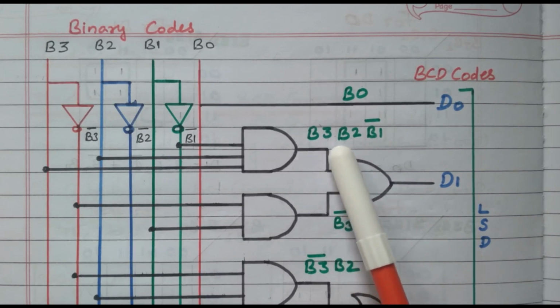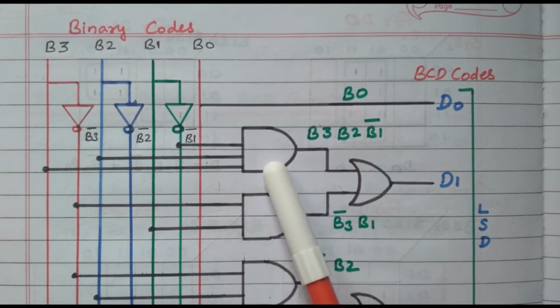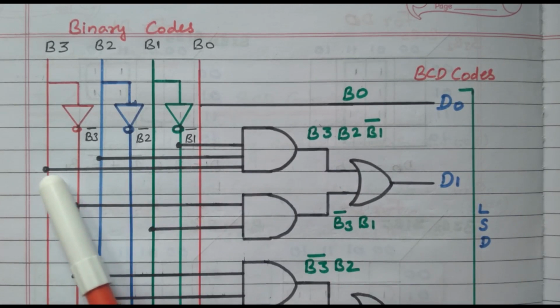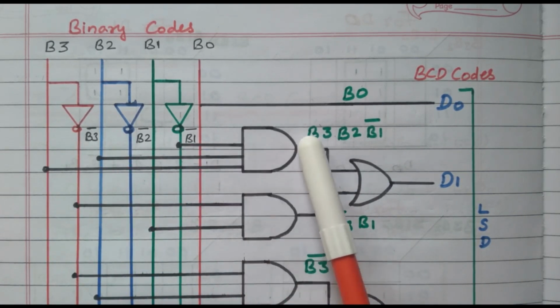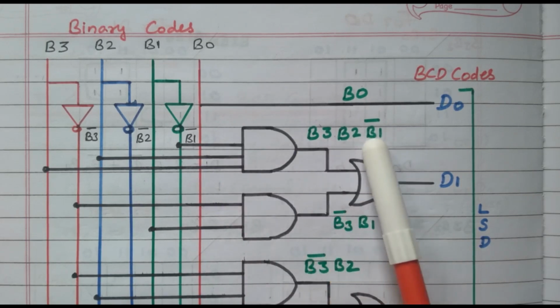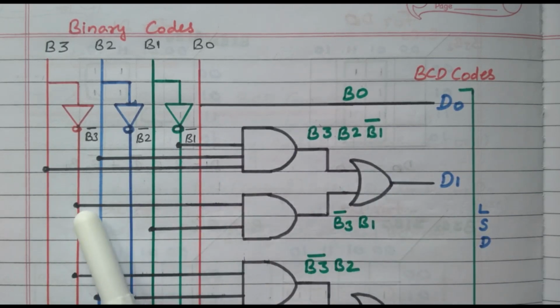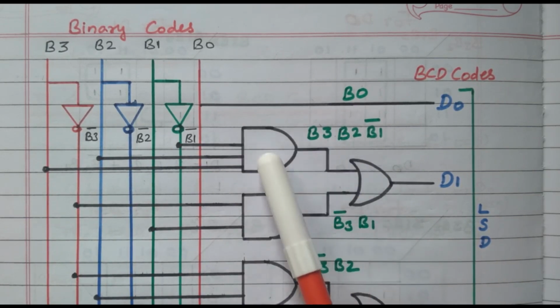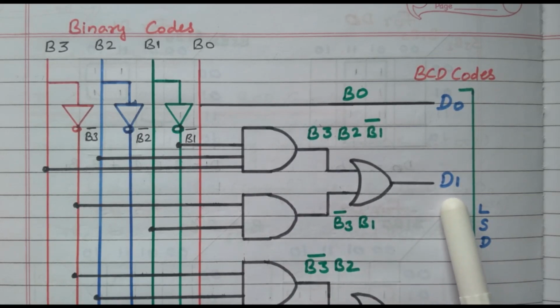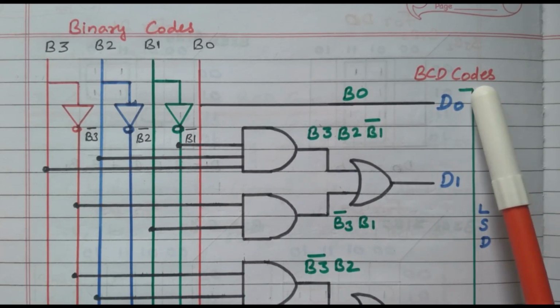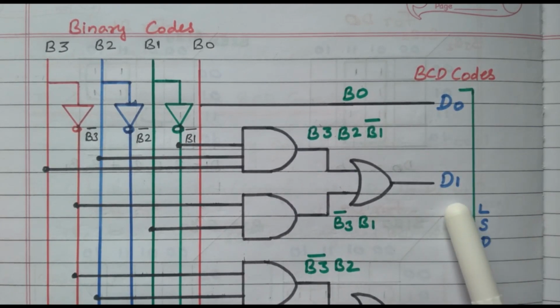How to get B3, B2, B1? By using the AND gate. Here B3, B2 and B1 dash are connected. These three terms are connected, so it will multiply. Similarly, here B3 dash is connected and B1 is connected. So we got these two terms using this AND gate. These two terms are added by this OR gate, so that we got the value of D1. That is the binary coded decimal, the second digit D1.